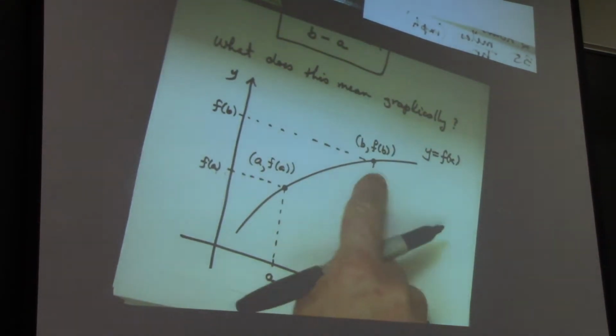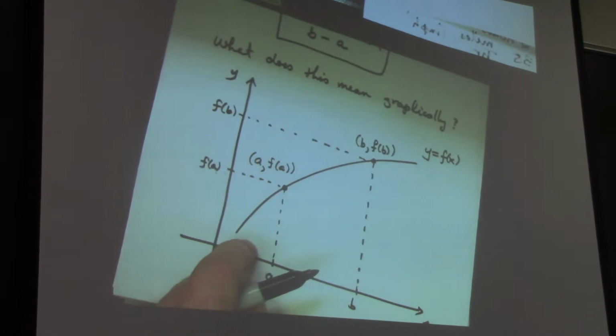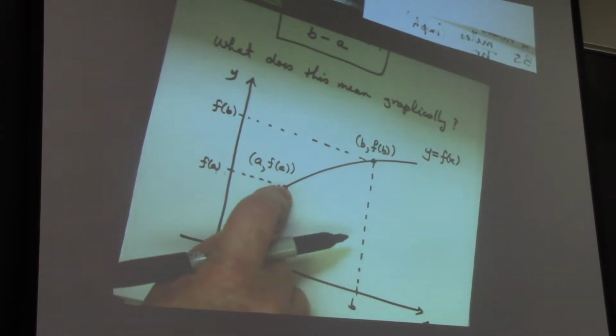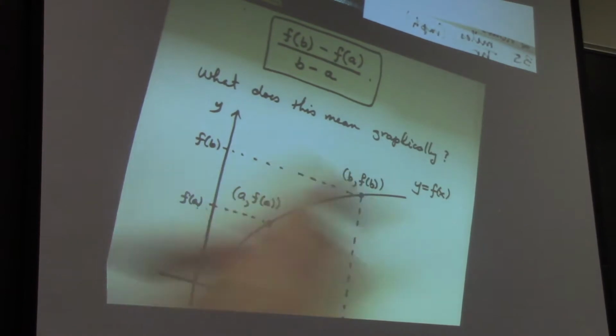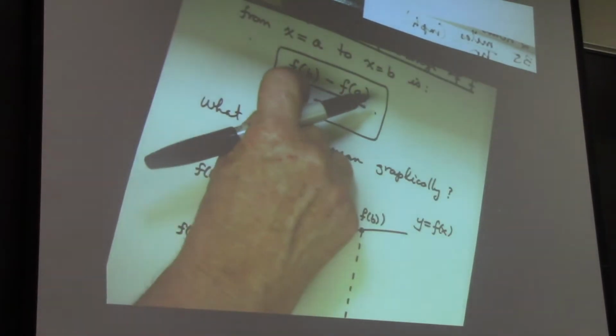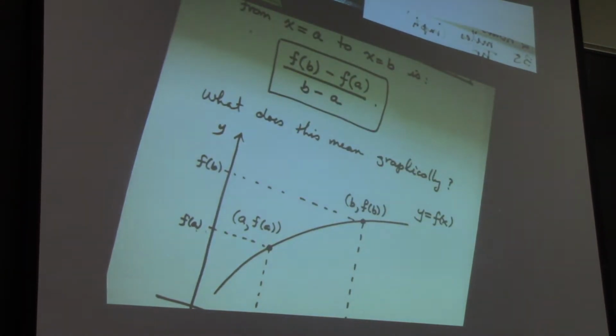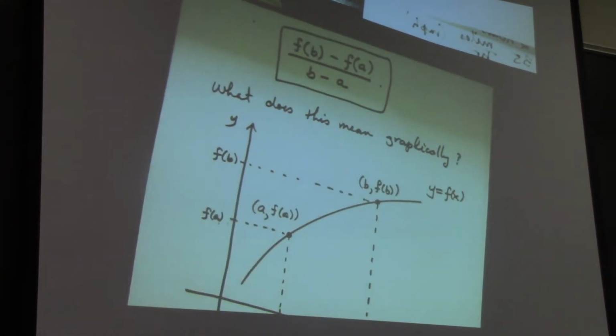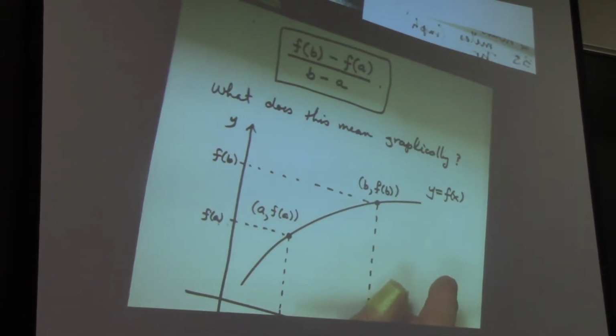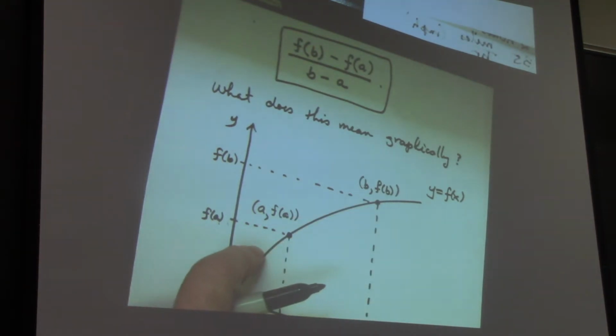Now here we have 2 points on a graph. One of the coordinates is a comma f of a, the other coordinate is b comma f of b. Now, what does f of b minus f of a over b minus a mean with respect to these 2 points? What does that give us about these 2 points? Yes, the slope of the line passing through those 2 points.